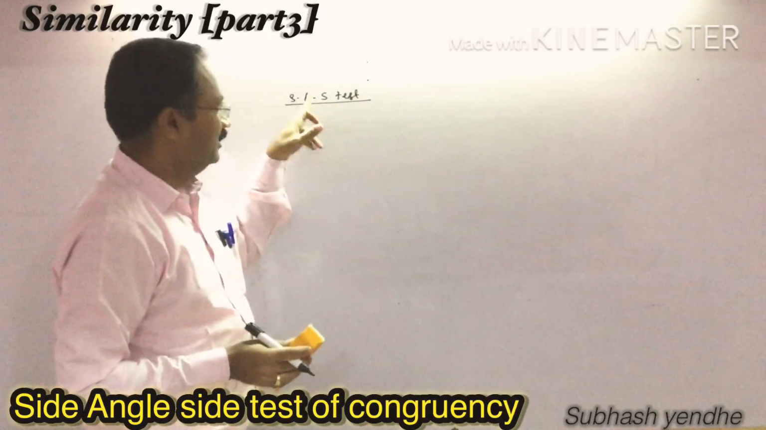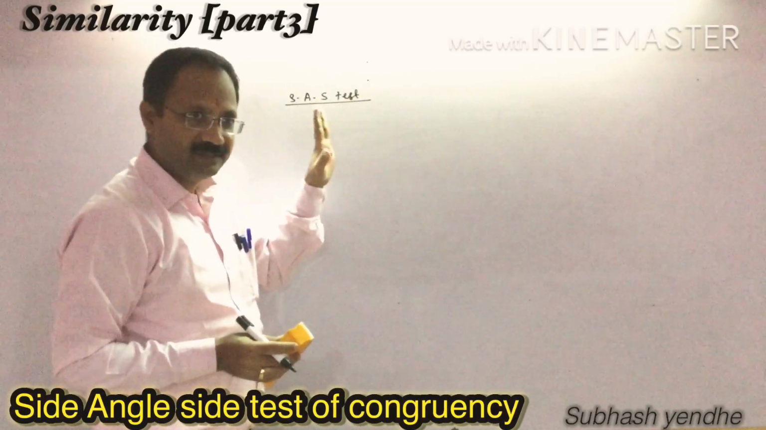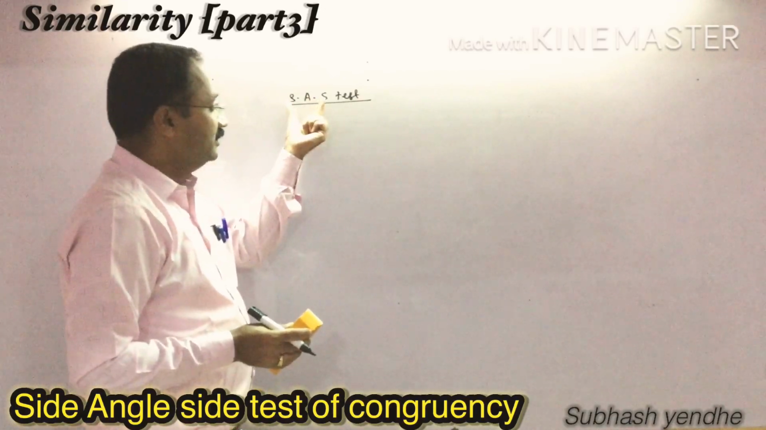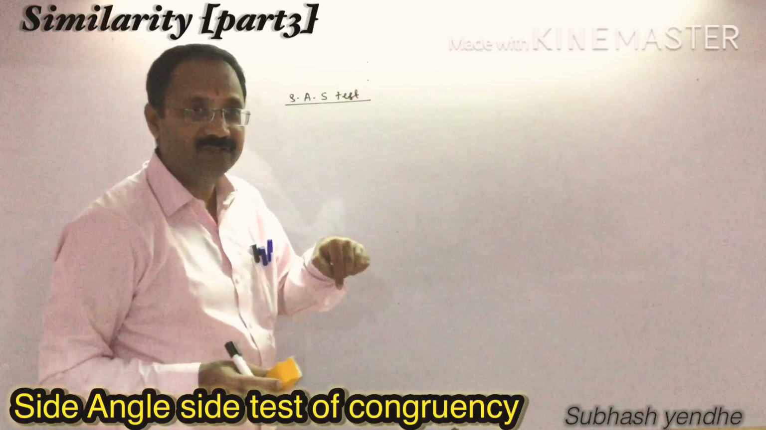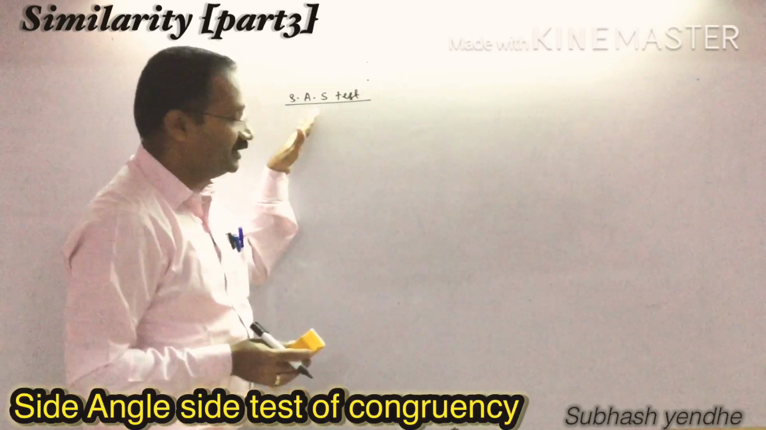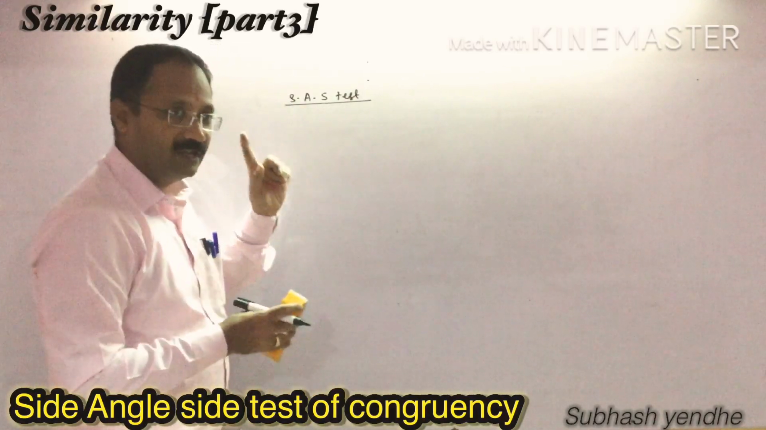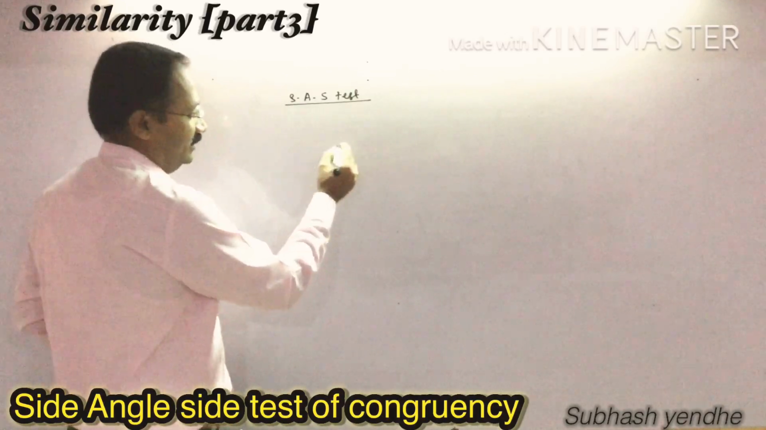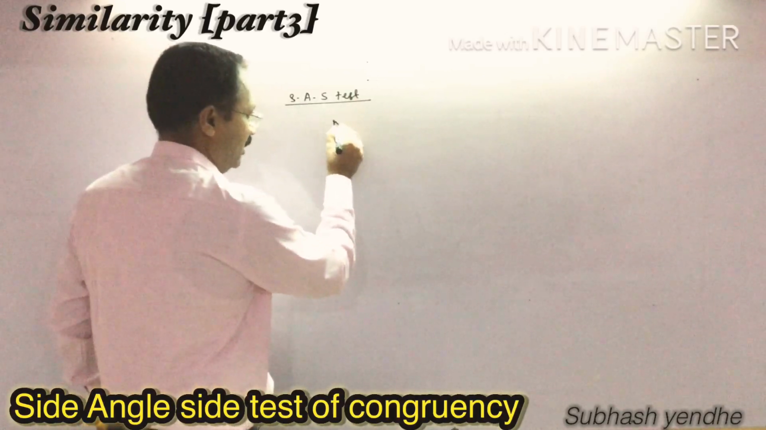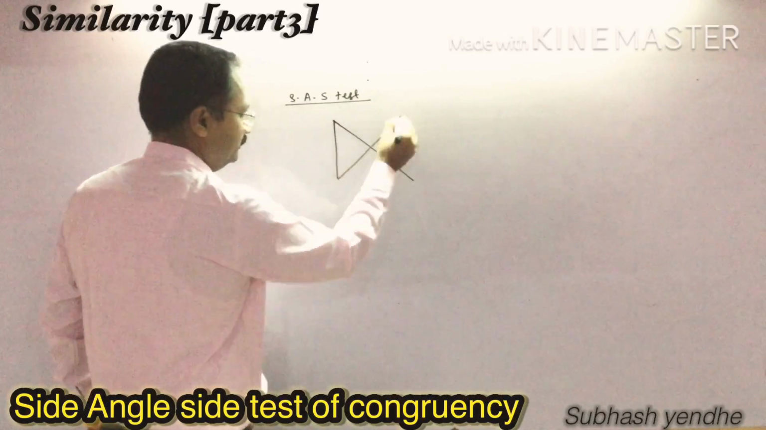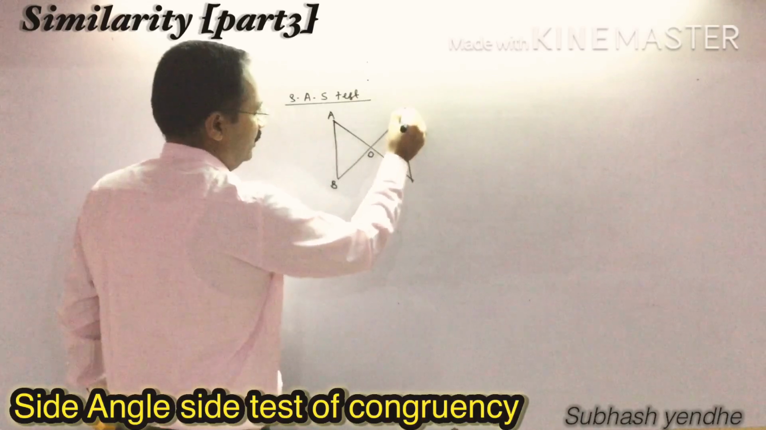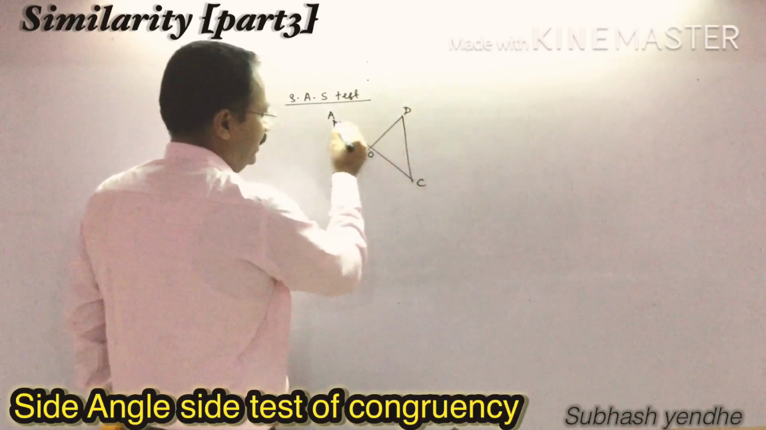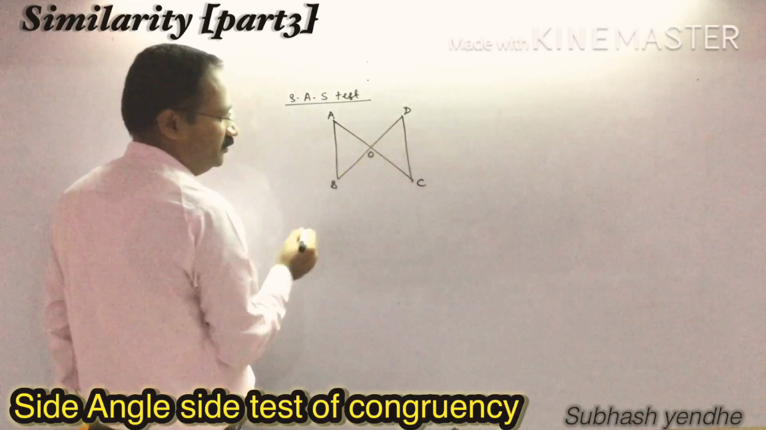Side angle side test. If the two sides are in proportion and one angle is congruent, then we can say that these two triangles are similar by SAS test. Now see this figure. This is triangle AOB and triangle COD.